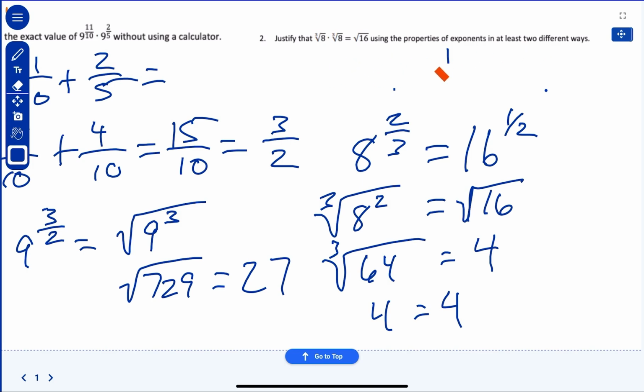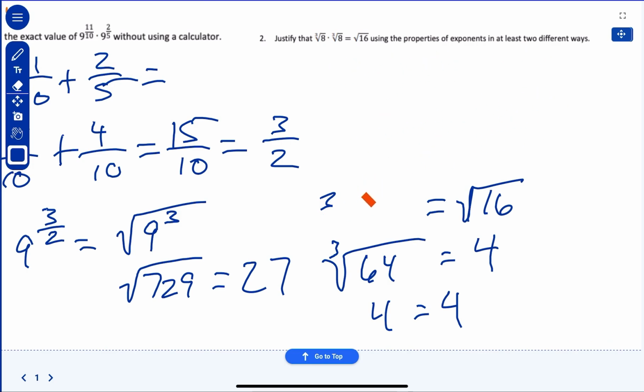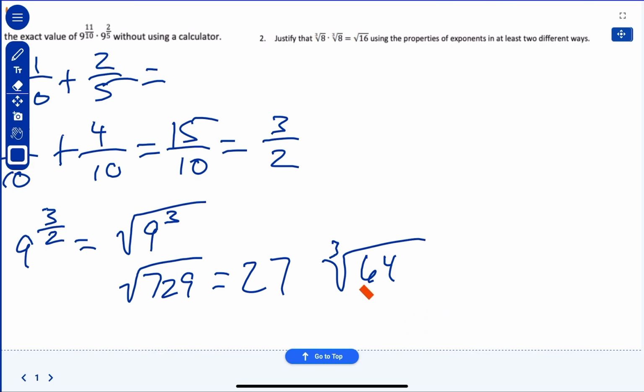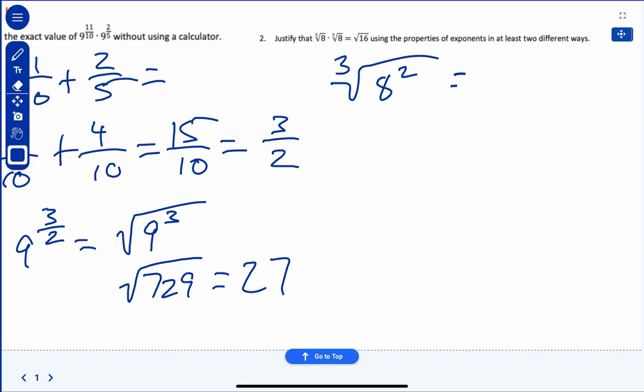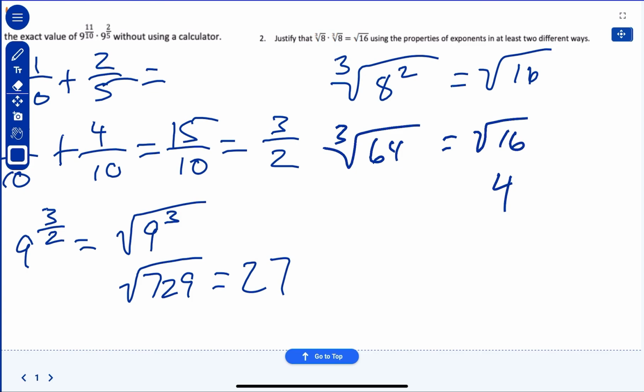The way I would have done it was just simply to have said this is the same thing as the cube root of 8 squared, right? You're just multiplying it together. So then that would equal the square root of 16. Well, that would be the cube root of 64. Square root of 16. And if you know the cube root of 64 is 4. 4 times 4 is 16, times 4 is 64. So that checks out.